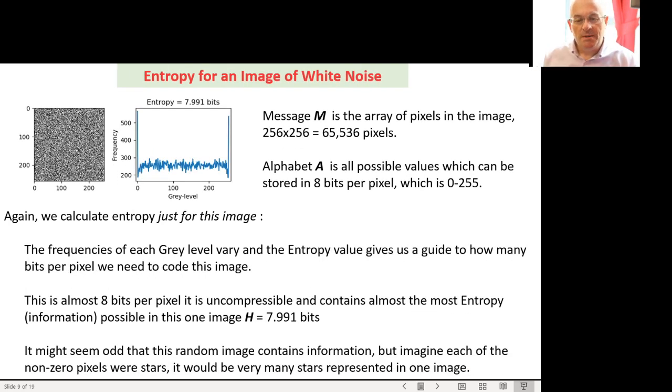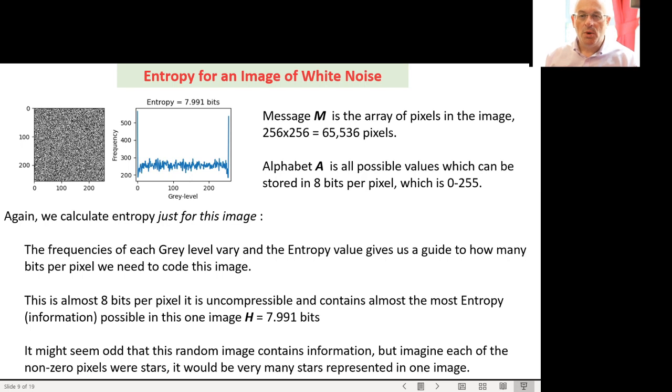An important class of signal to consider is white noise. White noise would be an equal probability of any value in the grayscale appearing in the image. And here again, 8 bits per pixel. If we calculate the entropy for this particular grayscale image of white noise, we get an H value of about 7.991 bits per pixel, which is a tiny saving over 8 bits per pixel.